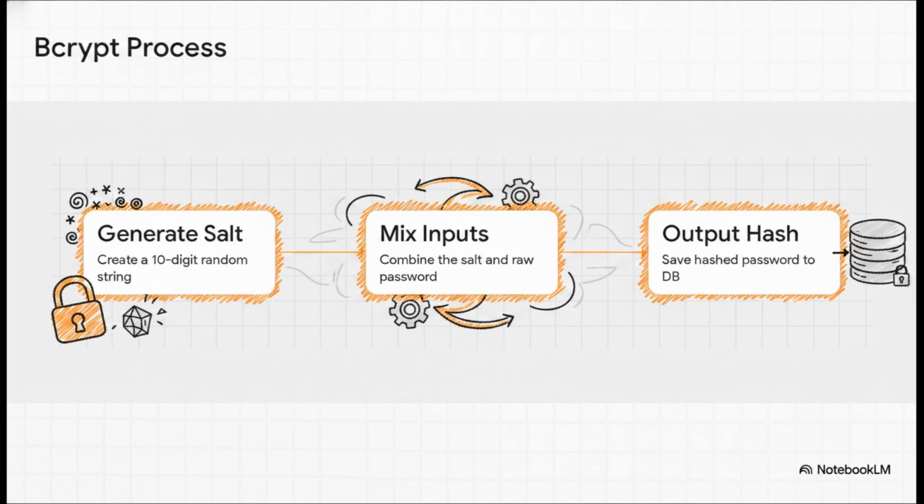Step 1, we tell Bcrypt to generate that 10-digit salt. Step 2, Bcrypt takes the raw password, mixes it with the salt, and hashes them together. Step 3, we output the newly hashed password directly to the database. So now only the user actually knows their real password. The server is just holding on to the encrypted result.